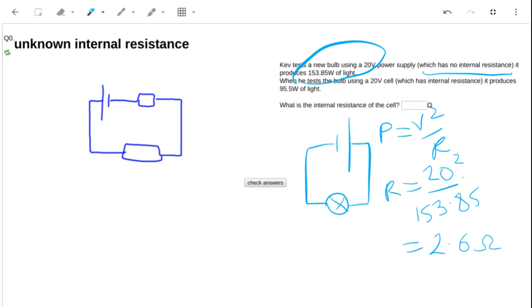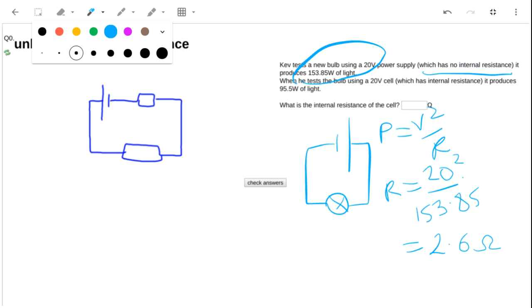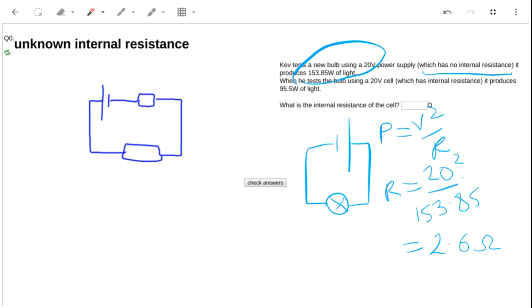So going to my diagram now, I'm just going to annotate what I can, 20 volts and a 2.6 ohm, that should be a bulb, and it's producing 95.5 watts. Now, at this stage, I could use the current, so I could use P equals I squared R, I could use V squared over R. It doesn't matter, I'm just going to go with voltage. So what do I get?